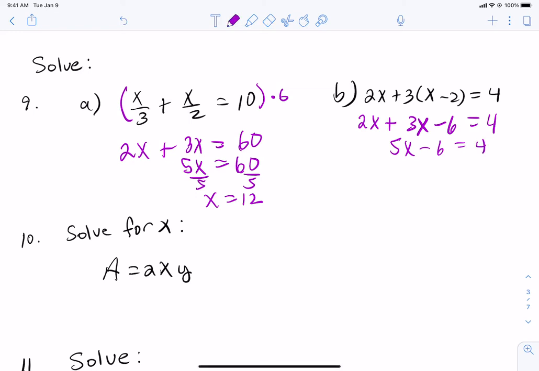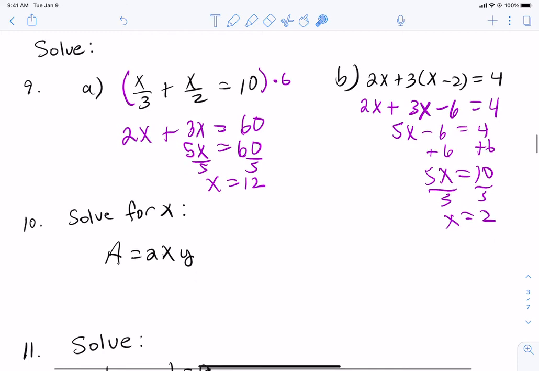So, to keep going, let's move the 6 by adding 6 to both sides. And then divide by 5. Now remember, we got an answer of 2. If we put a 2 back into the equation where all the x's sit, we should get a value of 4 once we simplify. Okay, so you can solve those. Any questions there?